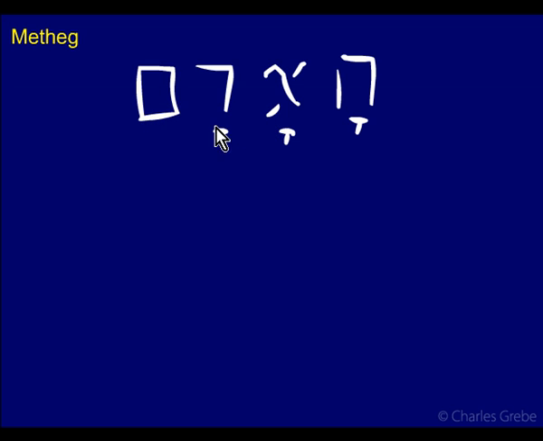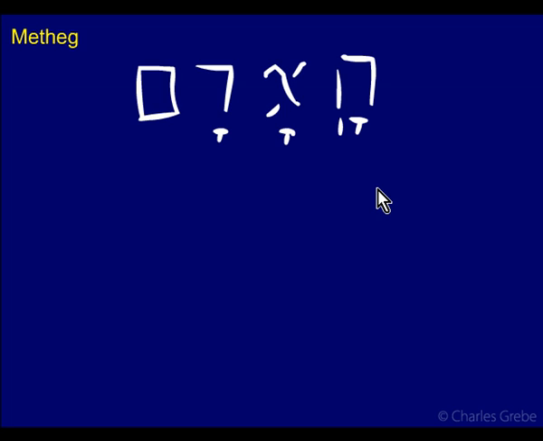Metheg. The metheg is a little symbol that sits next to a vowel. Let me give you an example here. We'll look at the word ha-adam, which means the man. Adam is man. Ha is the article, the man. The metheg is a little symbol like this, a small vertical line, that sits next to a vowel.